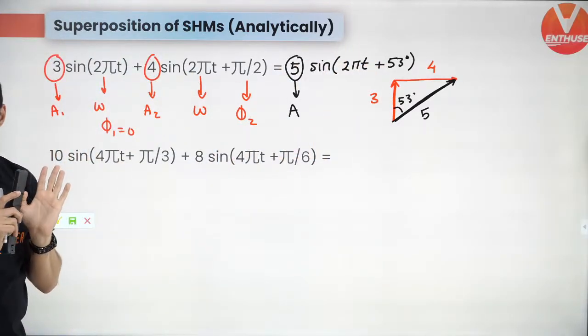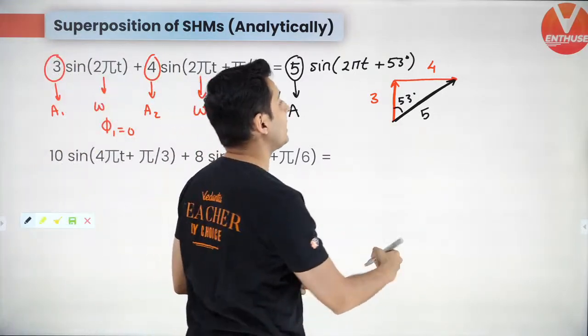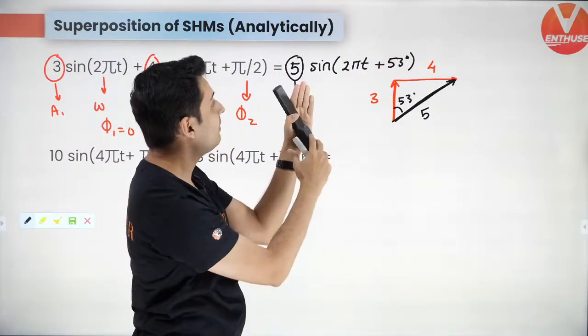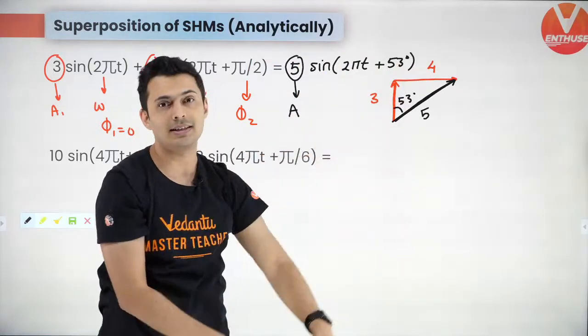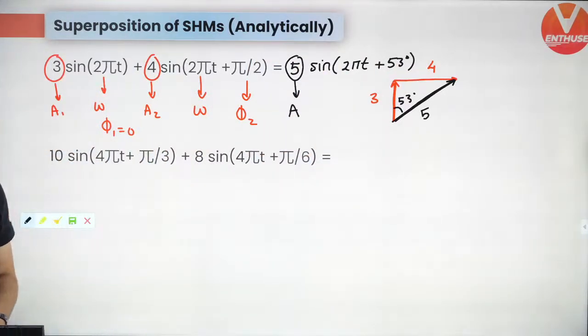That's it. Why not 37? Because you have to measure everything from the reference line. Remember, our reference line was vertical. So everything from the reference line, that's why 53 degrees. I hope that is clear.